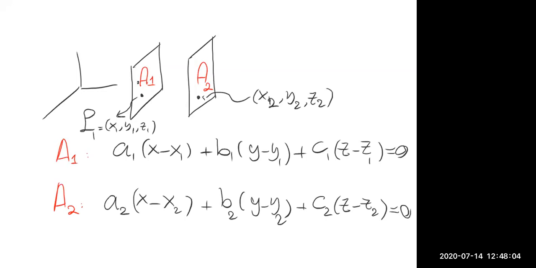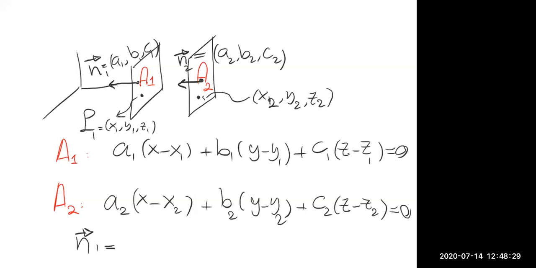What is A1, B1, C1? It's a normal vector. What is A2, B2, C2? It's a normal vector. Yep, that's correct. These two planes are parallel if I look at these two vectors n1, which is A1, B1, C1, and n2, A2, B2, C2, if one of these is a multiple of the other one.